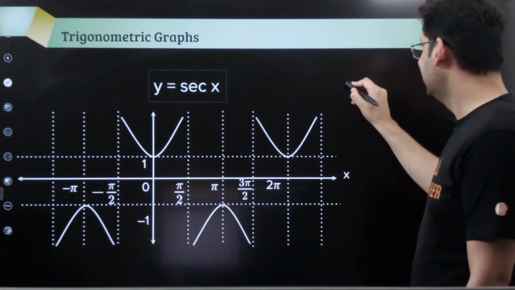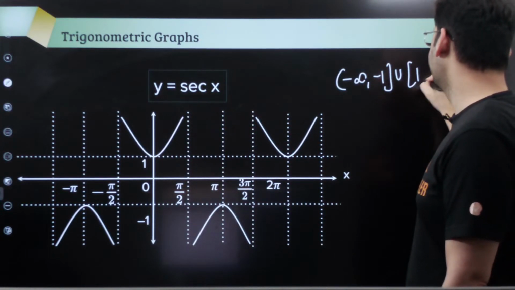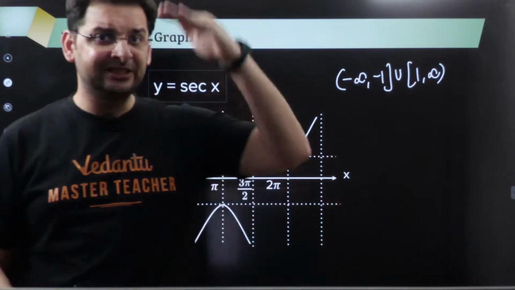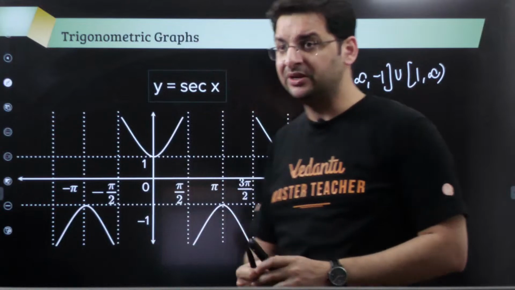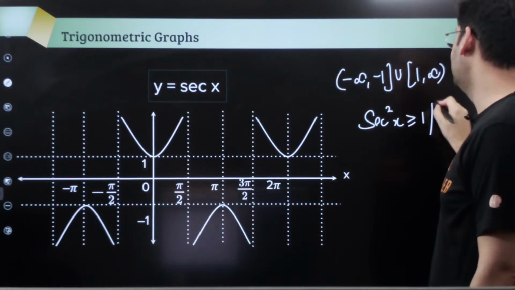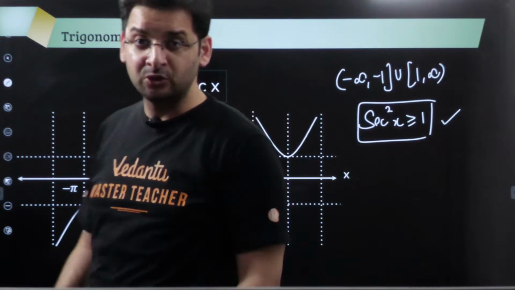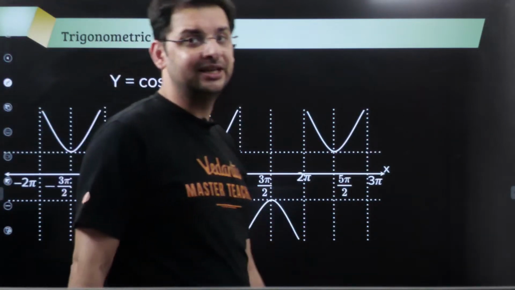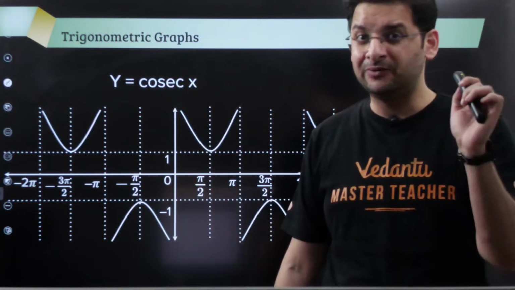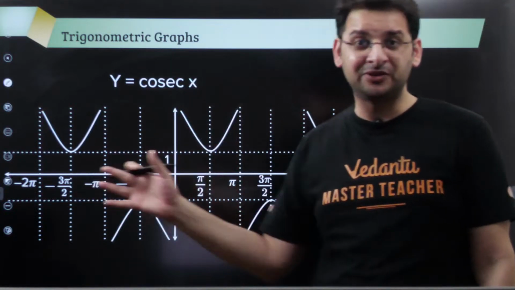So the range of secant x belongs to minus infinity to minus 1, union 1 to infinity. The value is either greater than or equal to 1 or less than or equal to minus 1. Moreover, secant square x is always greater than or equal to 1. You should know this. Cosecant square x is also always greater than or equal to 1. So these graphs should be very clear to each and every one of you if you want to attempt all the questions of trigonometry in JEE Advanced.